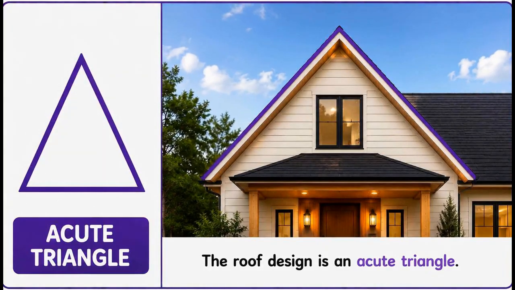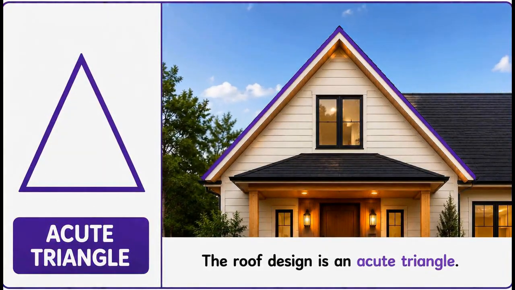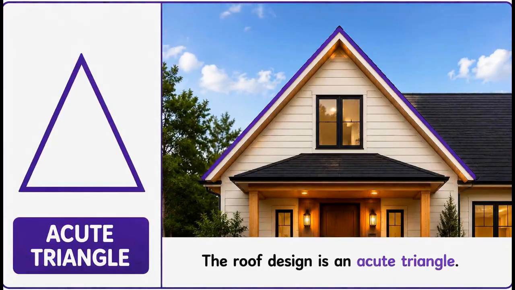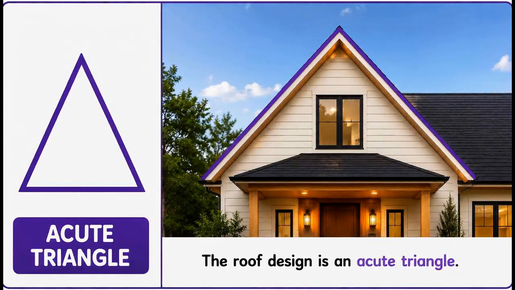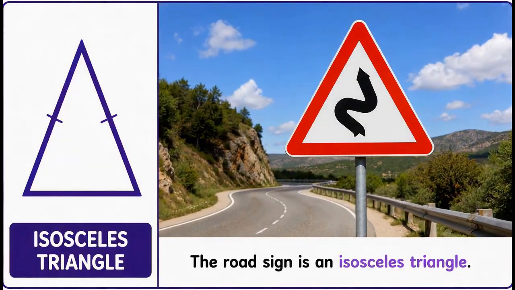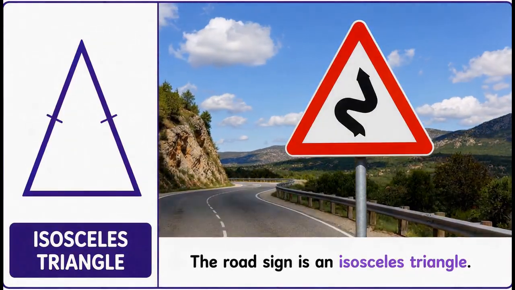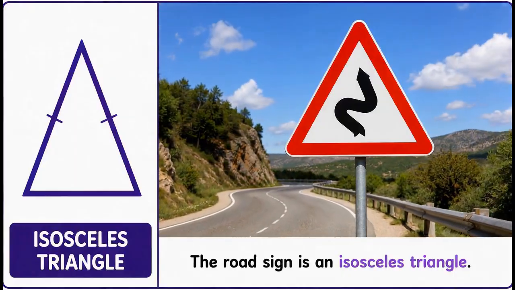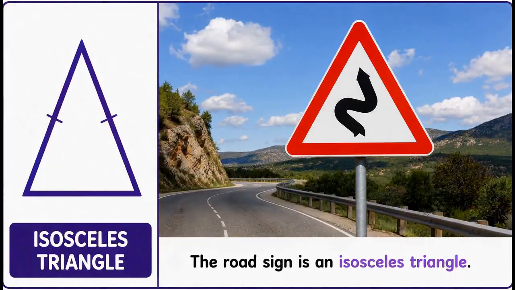Acute triangle. The roof design is an acute triangle. Isosceles triangle. The road sign is an isosceles triangle.